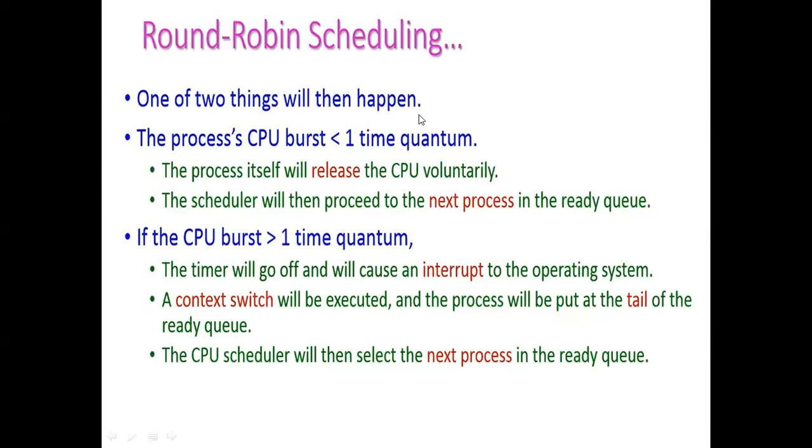So one of two things will happen here. The first case is if the process CPU burst time is less than the time quantum, the process itself will release the CPU voluntarily. The scheduler will then proceed to the next process in the ready queue. In the second case, if the CPU burst time is greater than one time quantum, the timer will go off and cause an interrupt to the operating system. The context switch will be executed and the process will be put at the tail of the ready queue. The CPU scheduler will then select the next process in the ready queue.